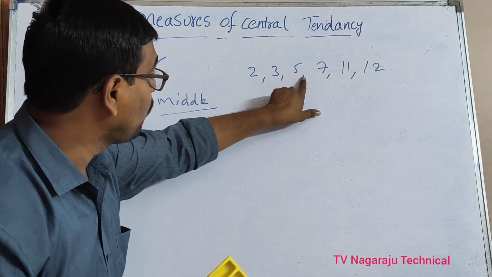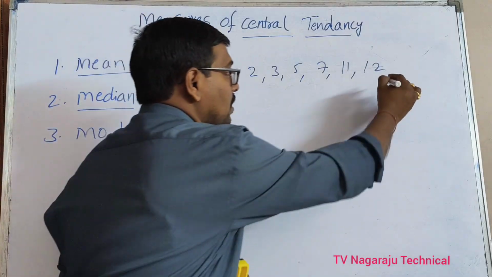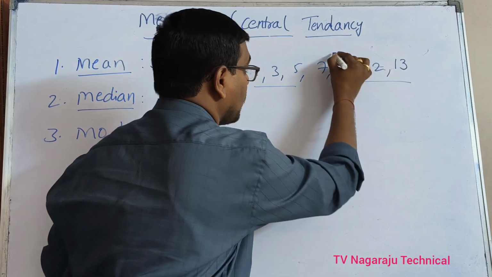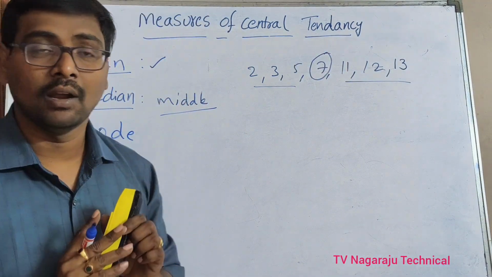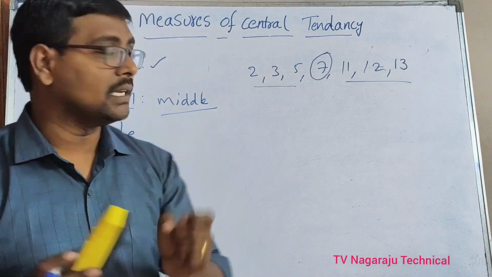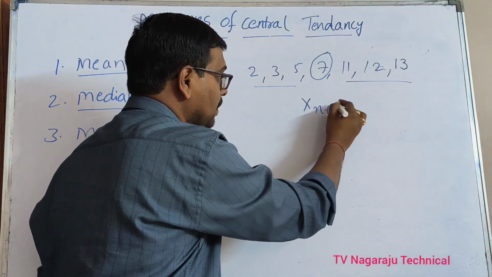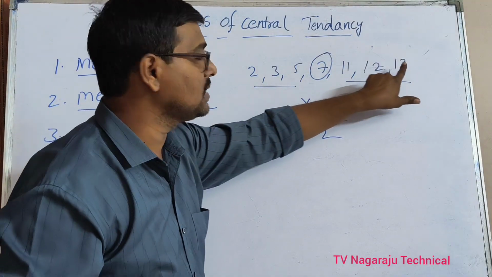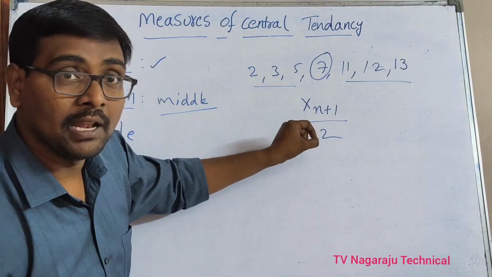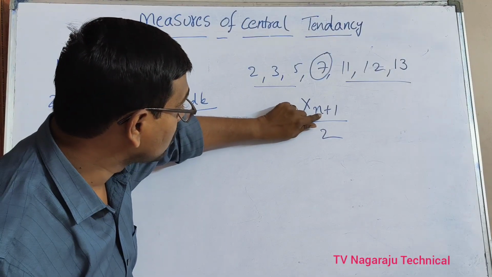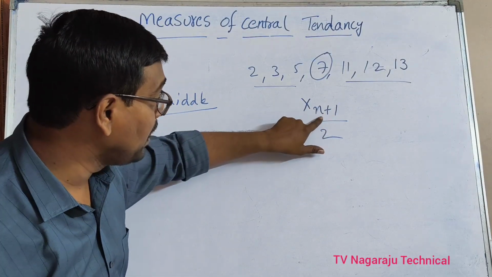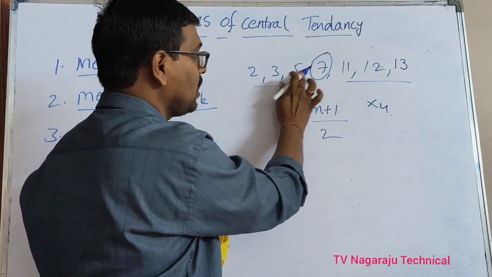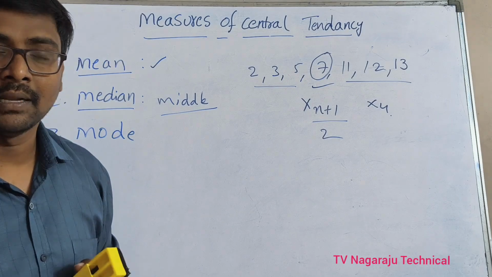First I will write down some odd numbers. What is the median? Here 7 is called the median. Got it? 7 is called the median. Simply that is represented as x of (n plus 1) by 2. So how many? 1, 2, 3, 4, 5, 6, 7. So the middle value is x of (n plus 1) by 2. So 7 plus 1 is 8, 8 by 2 in the sense 4. So the answer is x4. What is x4? 1, 2, 3, 4. This is called the median. Clear?